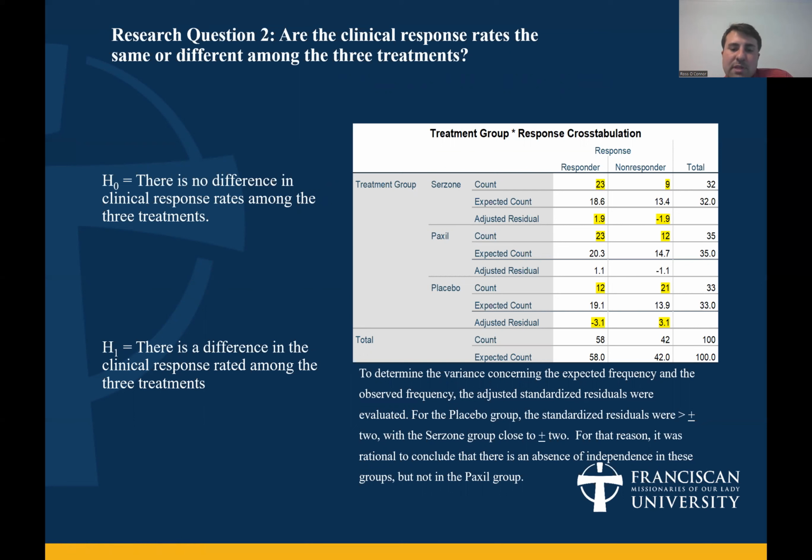This was done to determine the variance concerning the expected frequency and the observed frequency. The adjusted standardized residuals were evaluated. For the placebo group, the standardized residuals were greater than plus or minus 2, and with the Sarazone group, they were close to plus or minus 2. For that reason, it was rational to conclude that there is an absence of independence in these groups, but not in the Paxil group.